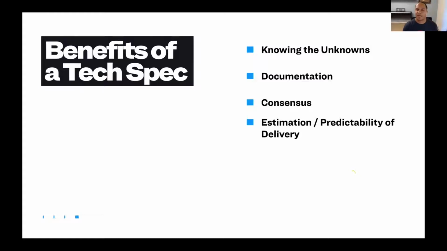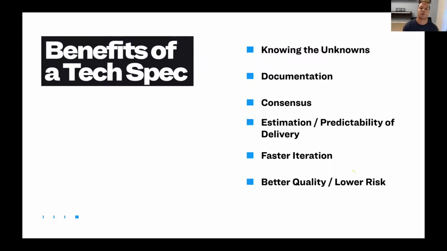Estimation and predictability of delivery. Because time was spent up front to think through the implementation, more is known. This translates to increased accuracy in estimation, and delivery can be more predictable. Faster iteration. Since more is known up front, then you can iterate faster through your project.